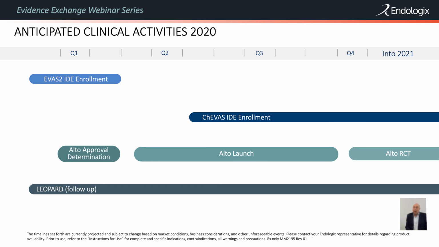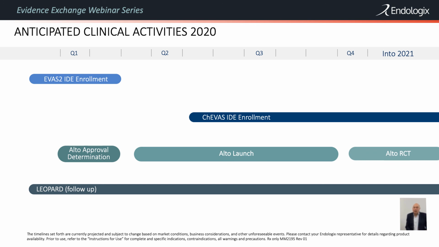We have a new platform, hopefully, being launched in the first half of this year, the Alto platform, which is really the next generation of the polymer sealing Ovation platform. Planning to launch that this year, and actually we're committed to a randomized controlled trial evaluating the performance of Alto in the long term against, again, currently available commercial endografts. The trial won't be the same as LEOPARD, but it will borrow many of the principles from that trial.